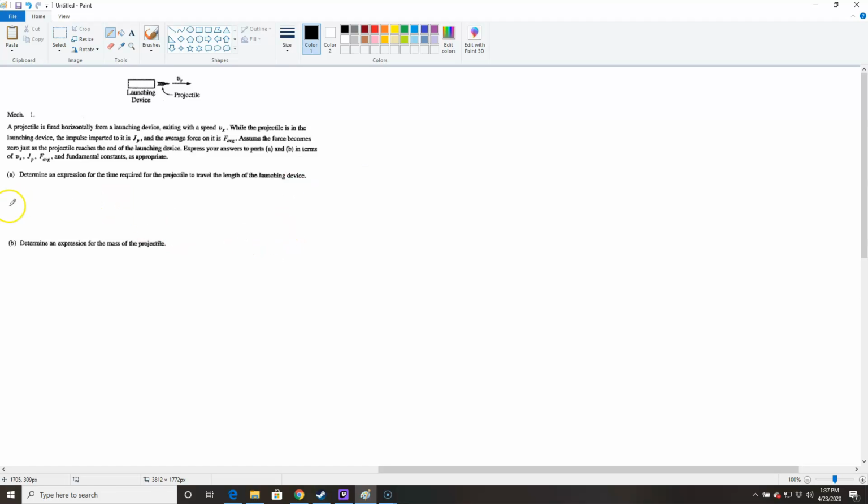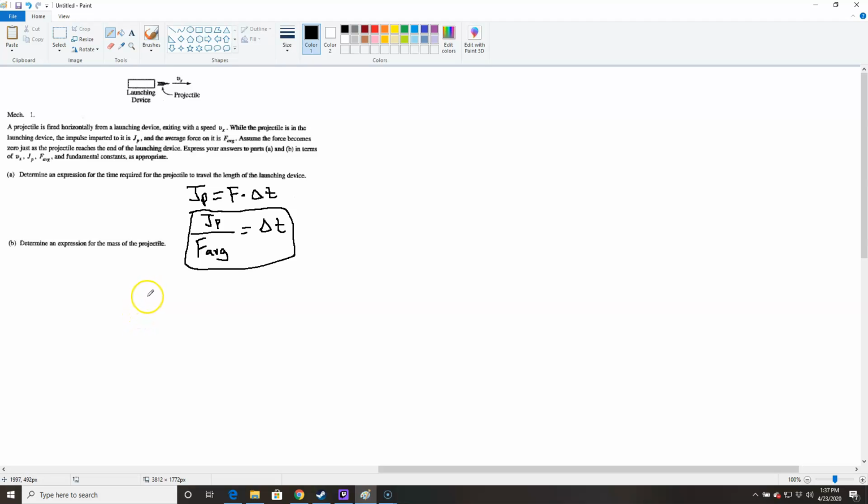The first thing it wants us to do is determine an expression for the time required for the projectile to travel the length of the device. So this is a momentum question. We had two objects together, projectile and launching device, and now they are separated. What we can say is, by definition, impulse is force times time. So, simply put, our time would just be the impulse given, J sub p, divided by the force given, F sub avg.